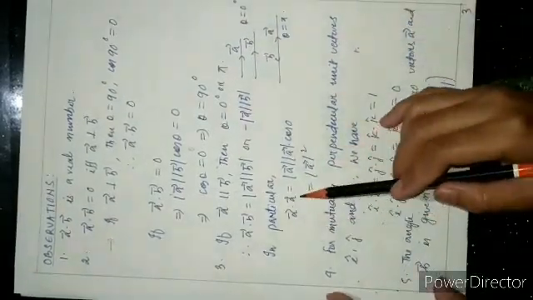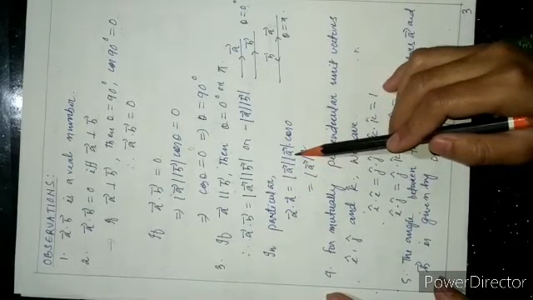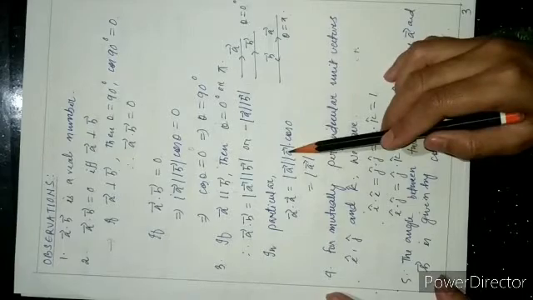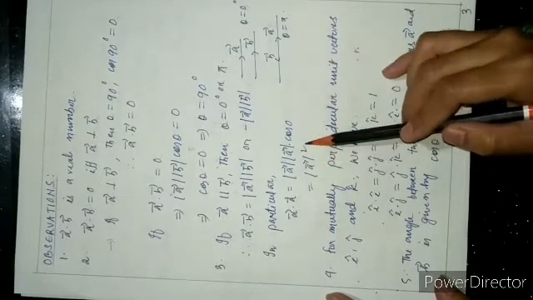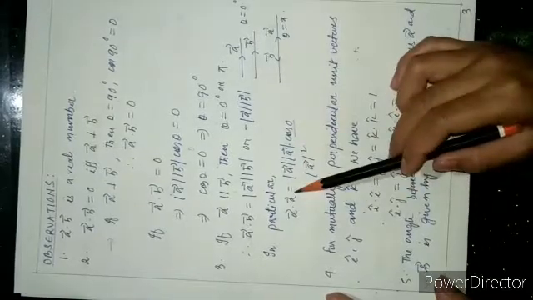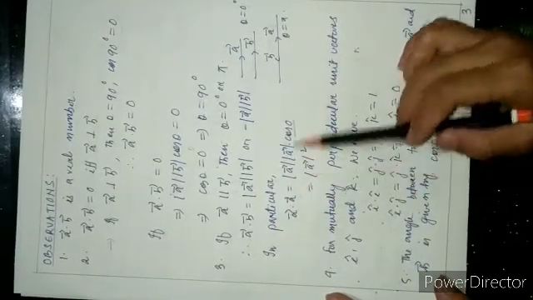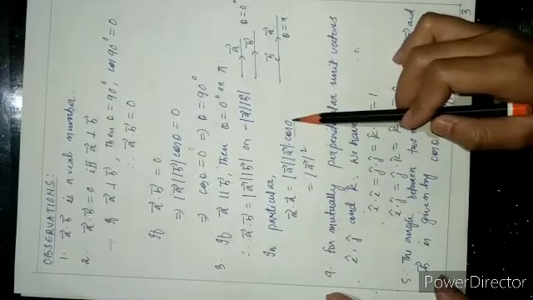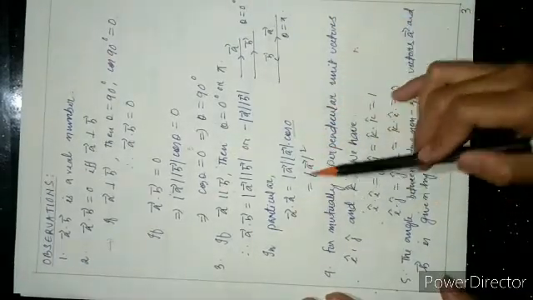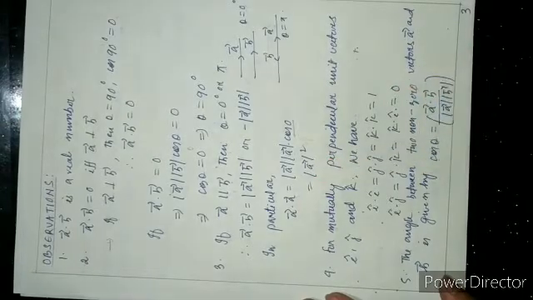In particular, a dot a is equal to magnitude of a multiplied by magnitude of a cos 0, which is equal to magnitude of a whole square. For the same vectors, the angle is 0, so the value of cos 0 is 1. So a dot a will be equal to magnitude of a whole square.